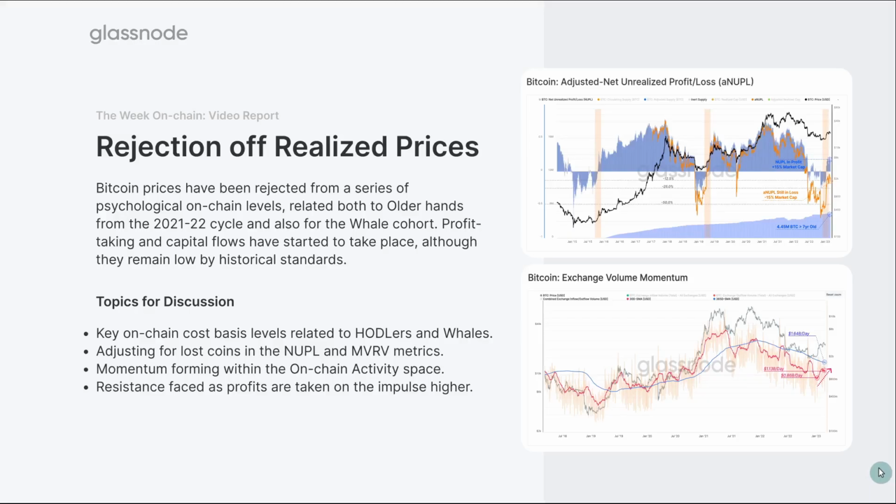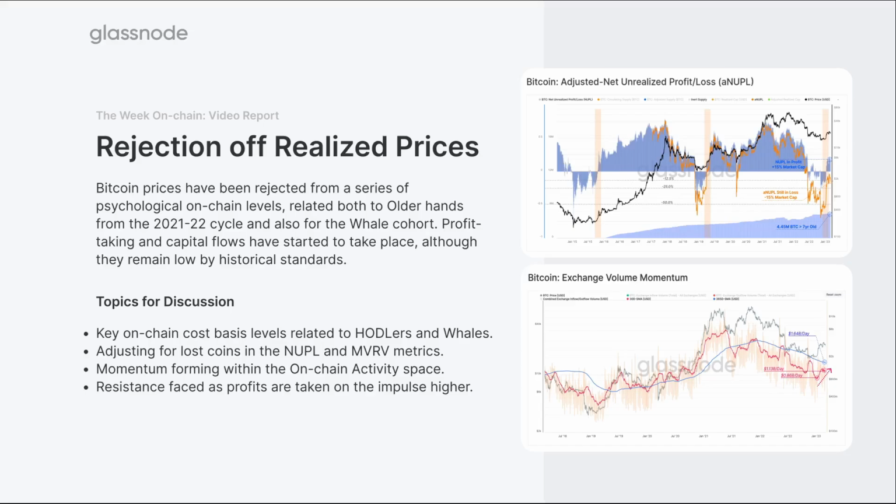So not only are we going to be looking at these realized price levels, we're also going to be looking at 3 concepts, really. The first one is there's some popular metrics, net unrealized profit and loss, or NUPL, and MVRV. These are 2 very, very popular oscillators. They're both actually derived from each other.